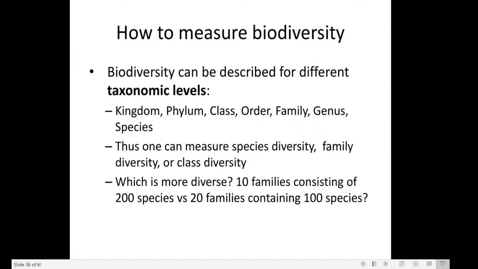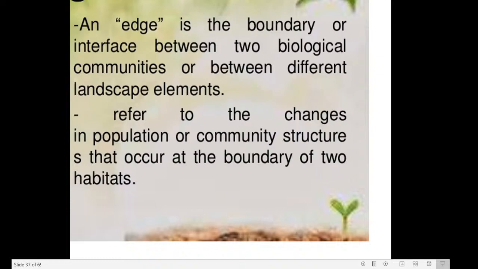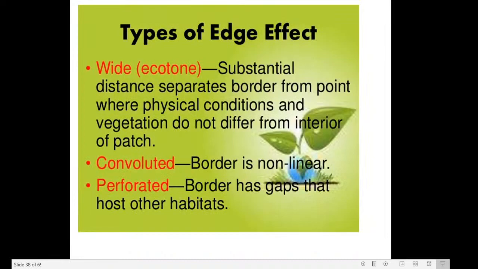Here we have the concept called edge. An edge is a boundary or interface between two biological communities or between different landscape alignments. It refers to the changes in the population or community structures that occur at the boundary of two habitats. It may be between two communities, between landscapes, or between the boundary of habitats. In edges, we have types.